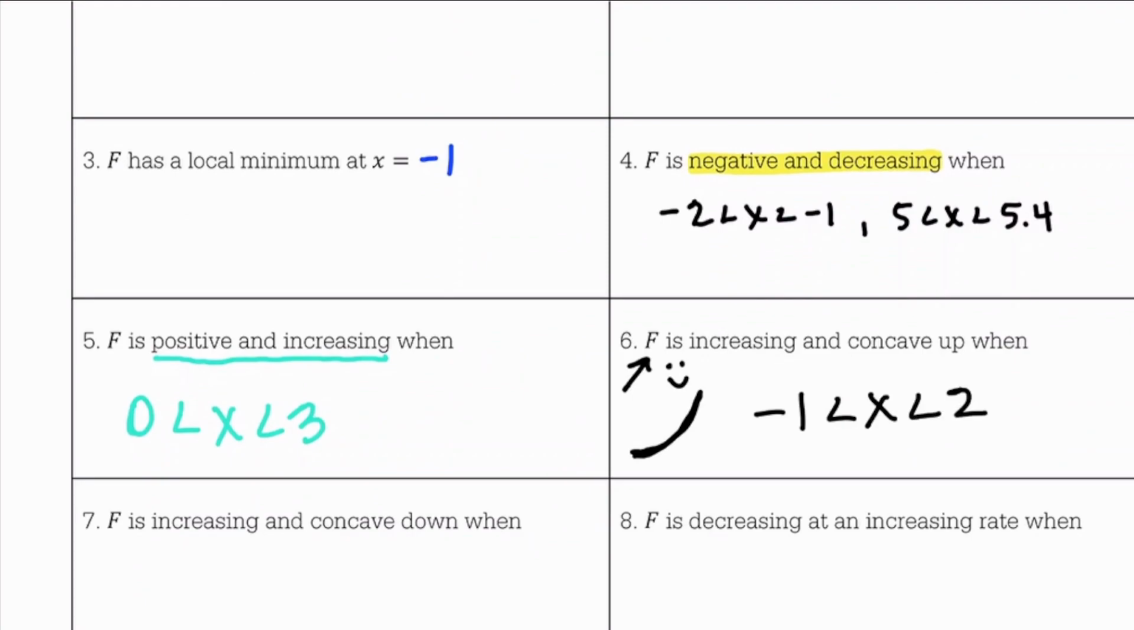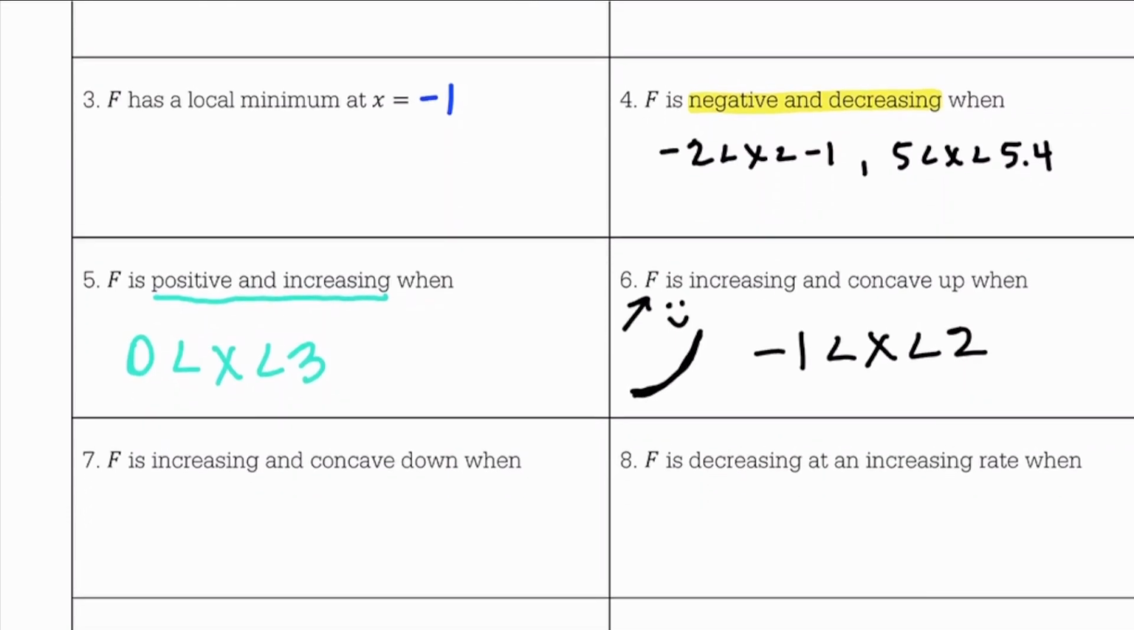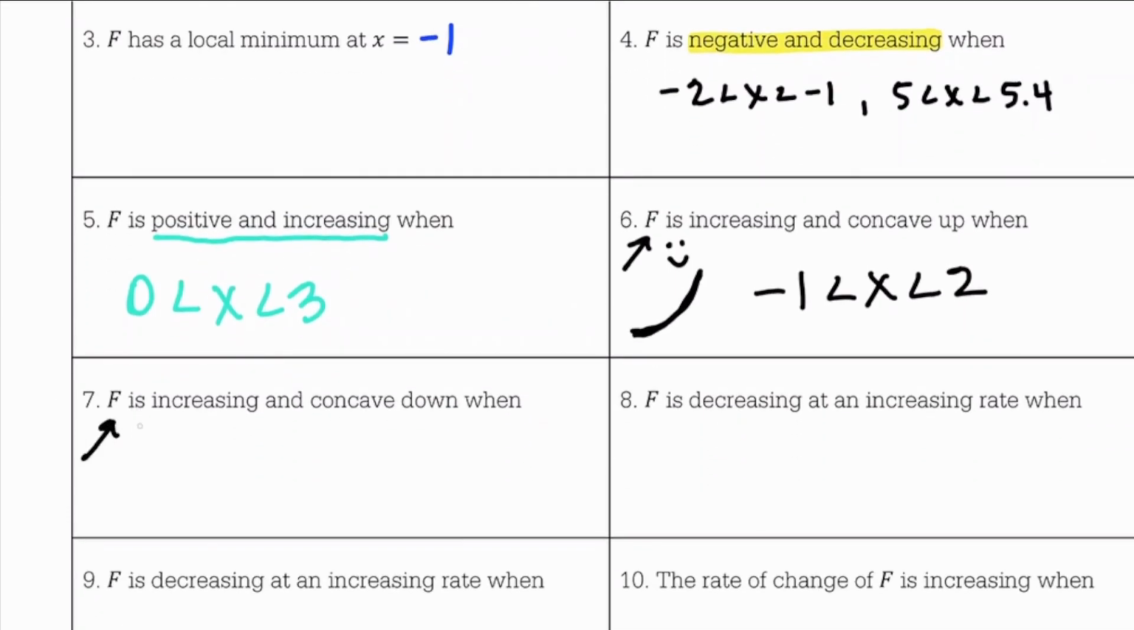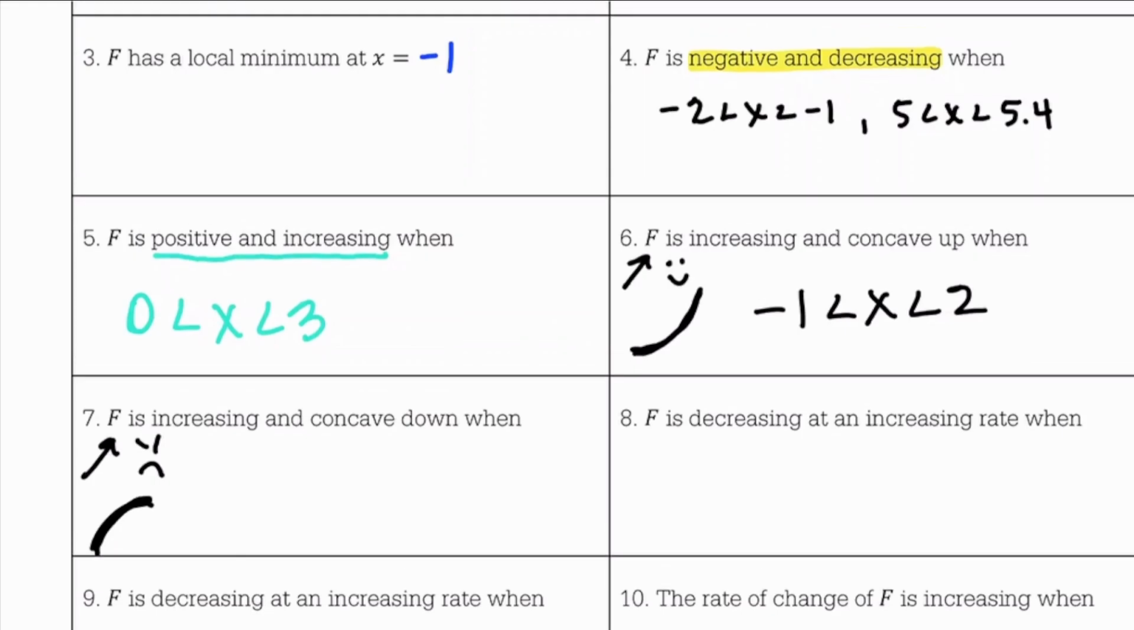This is another one of those things where if you wanted to make it a closed interval by including -1 and 2, that would be totally fine. Nobody's going to care either way. All right, increasing and concave down. So we're going up while frowning. Okay, so that'll look kind of like that. So I'll be looking for that on the graph.